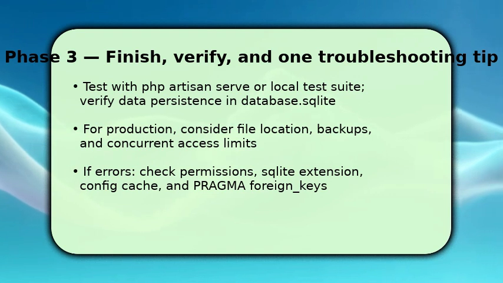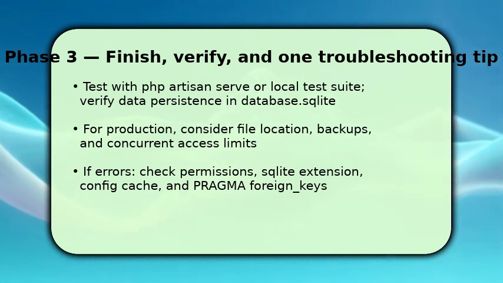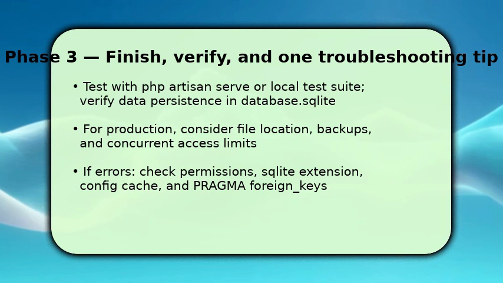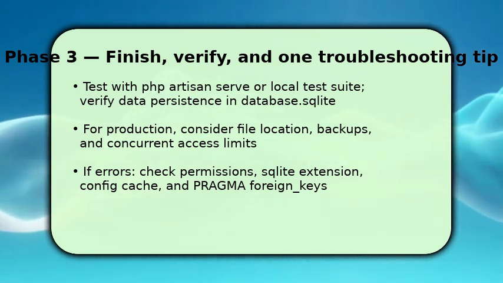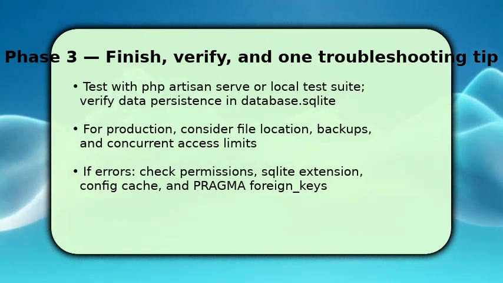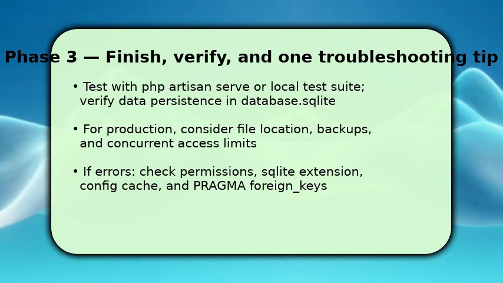SQLite is file-based, so connection limits differ from MySQL. If migrations fail or data is missing, first confirm file permissions, then ensure PDO SQLite is enabled and php artisan config:clear was executed. Finally, enable PRAGMA foreign_keys if relations misbehave.